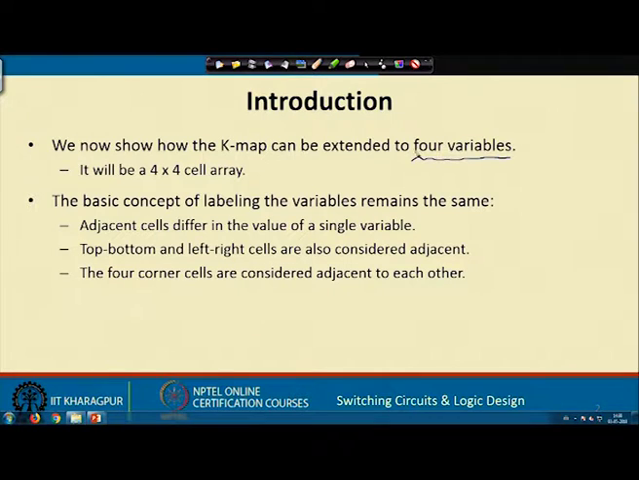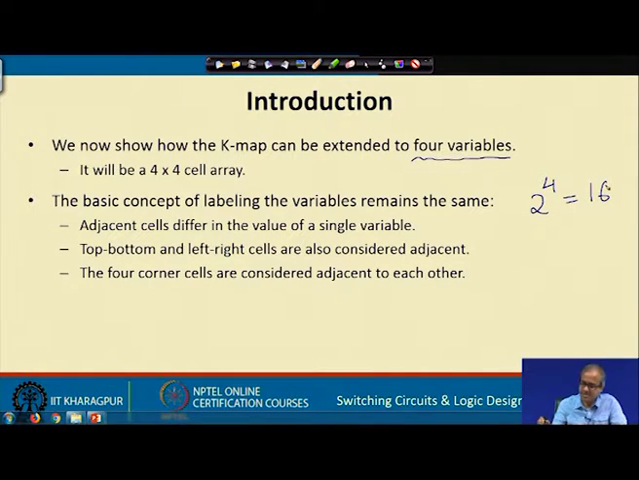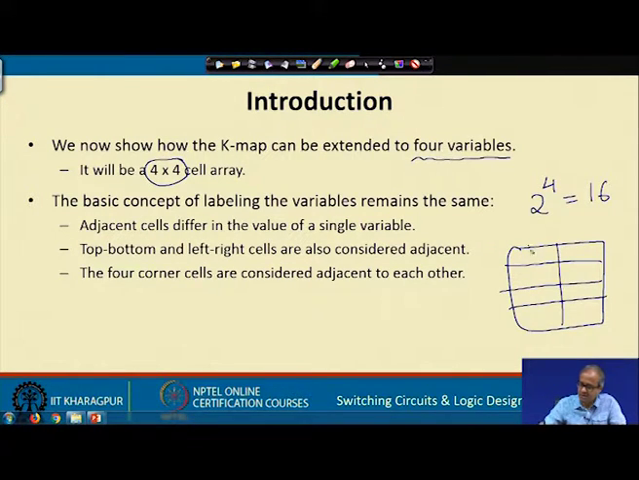So, if we have 4 variables, then how many min terms are possible? 2 to the power 4 equal to 16. So, first thing is that you need to have 16 cells and they will be organized in a 4 by 4 cell array. So, there will be 4 rows and 4 columns.